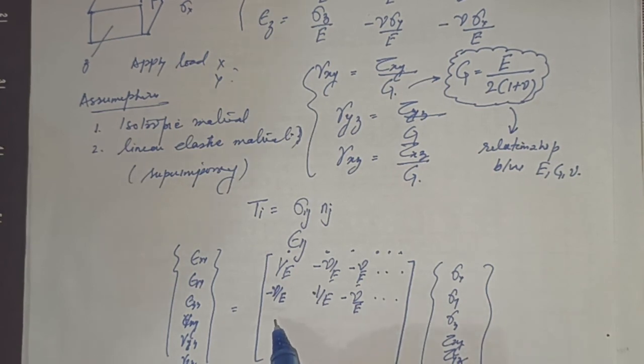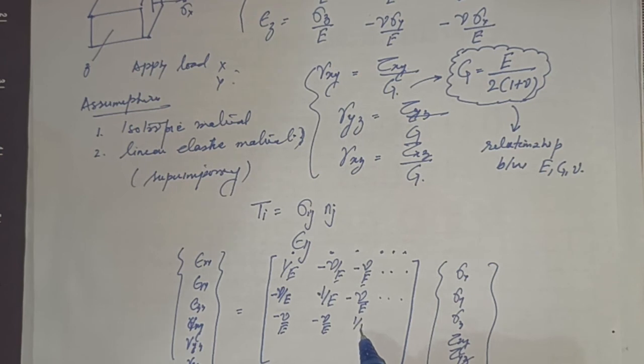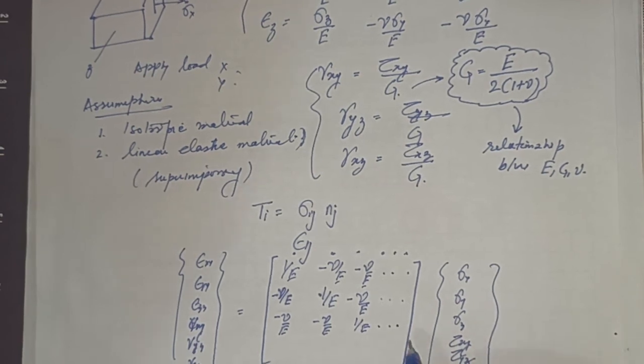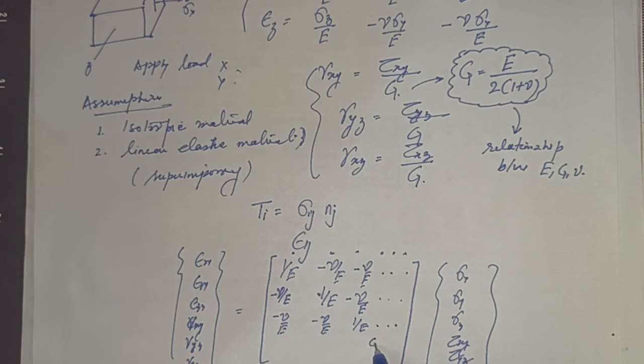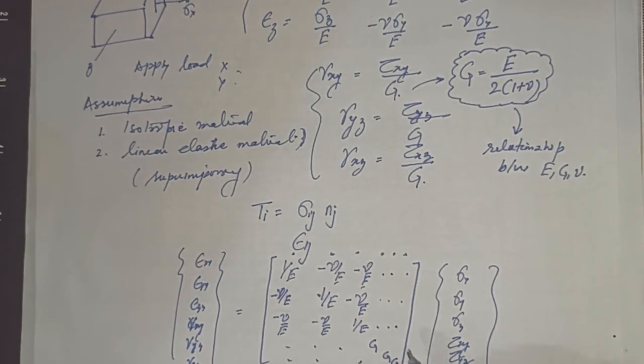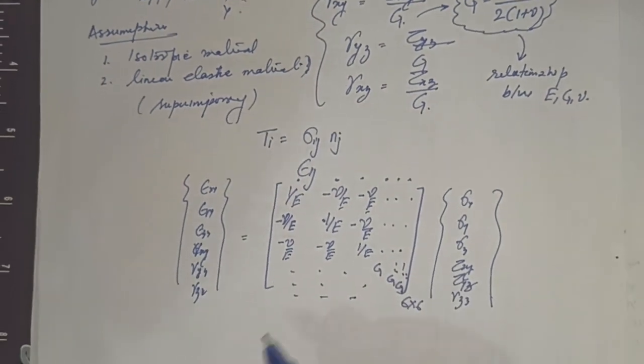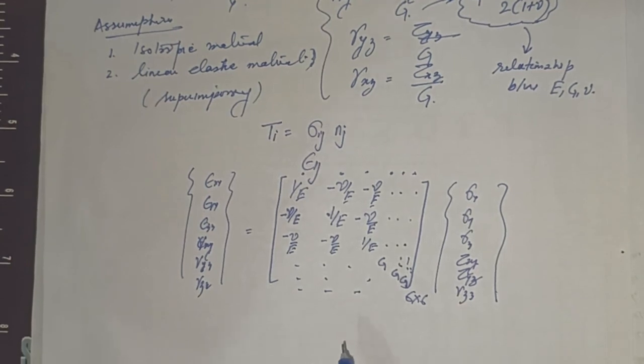In this way you'll have one more row: minus nu upon E, minus nu upon E, 1 upon E, 0, 0, 0. And in the other 3 we'll have G, G, and G, the 3 G's, with the remaining entries being 0. So you'll have a 6 cross 6 matrix. You can make this properly in your own fashion.